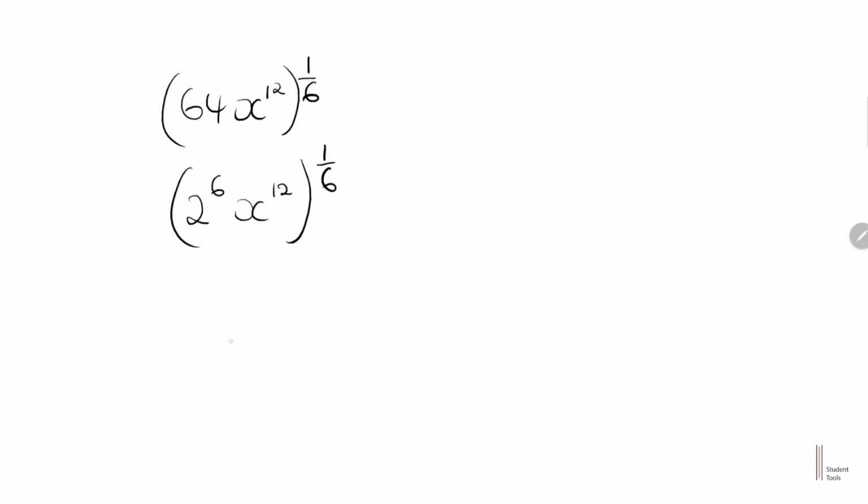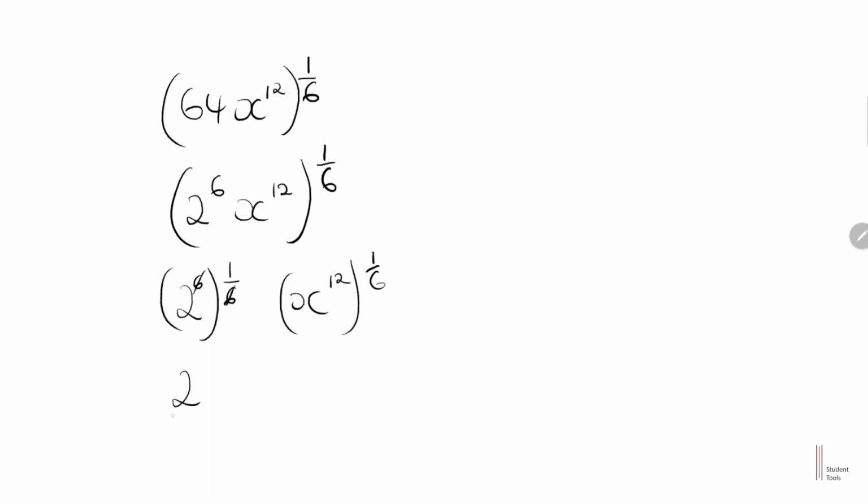So now that we have something like this, we can still say that this 2 to the power 6 is also to the power 1 over 6. And this x to the power 12 is also to the power 1 over 6. So now that we're here, we know that the powers can multiply each other. So 6 multiplied by 1 over 6, we know that this 6 will cancel the 6, such that here we'll be left with 2 to the power 1.